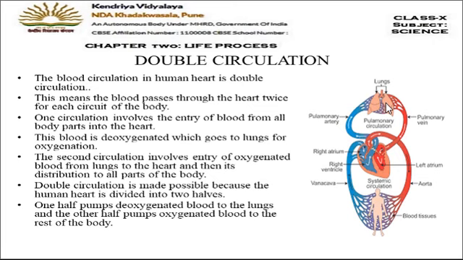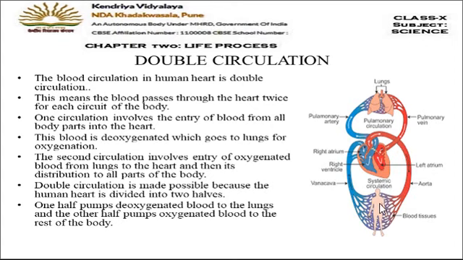Okay, so from the lungs now, the pulmonary vein, which is again the exception and carries oxygenated blood, will bring the blood to the left atrium. From the left atrium, it moves to the left ventricle. From the left ventricle, with the help of the aorta, it is now distributed to all the parts of the body. Again, the blood reaches all the parts of the body.